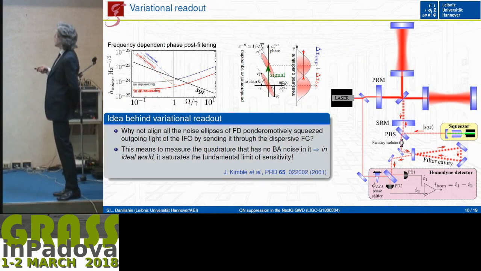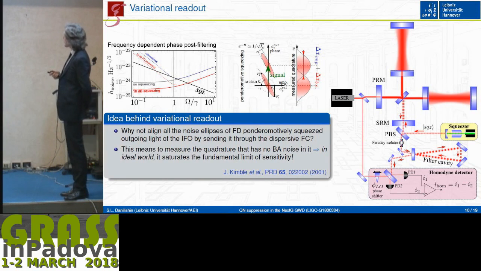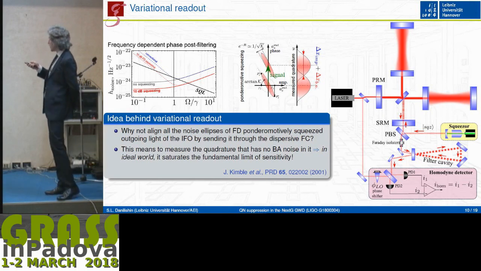Okay, so what if we modify the outgoing light? As you remember, there was ponderomotively squeezed light which had different squeezing angles at different frequencies. If you send the light going out of the interferometer through the filter cavity, this filter cavity optimally aligns all the noise ellipses along the same quadrature, and then you measure the orthogonal one, the one which has the minimum uncertainty, not the phase one, which has the maximum one. So then, in principle, you can completely remove the radiation pressure noise.